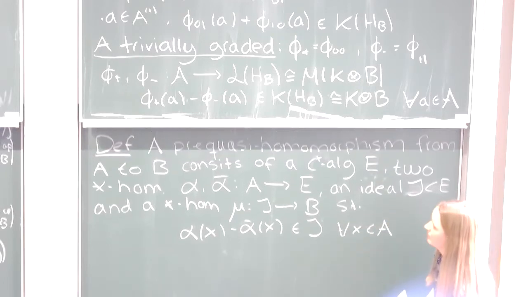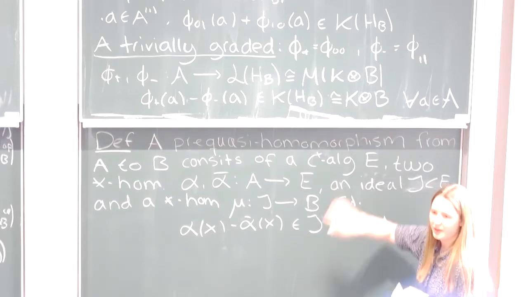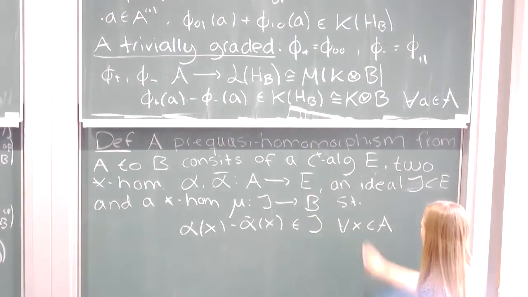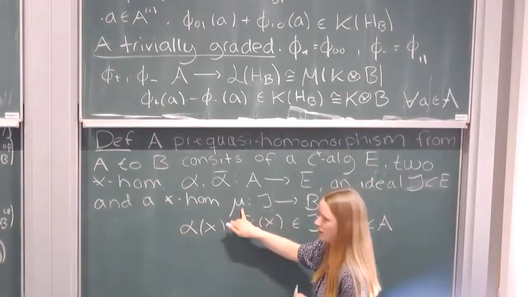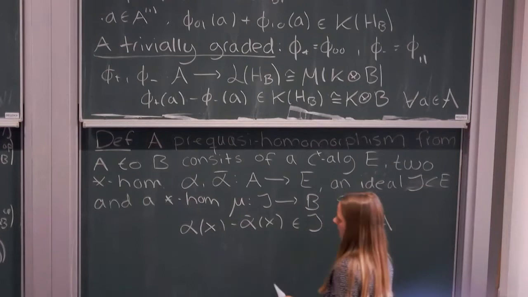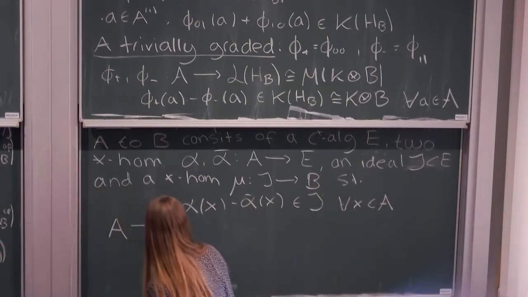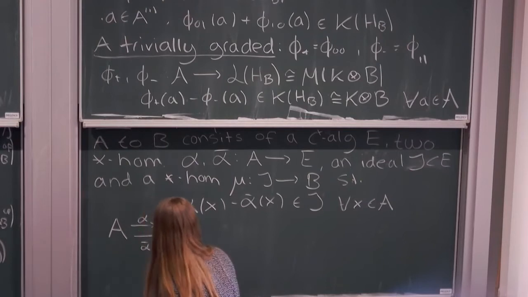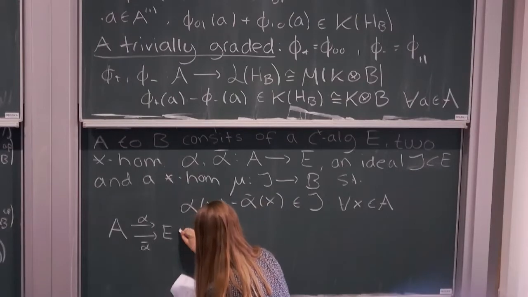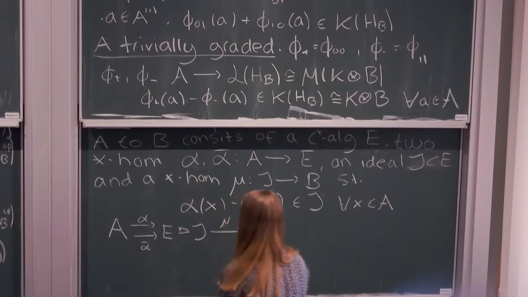So you see that this here will be an example of a quasi-homomorphism. Then you need mu to be just the identity map in this case. And we use the notation like this. So we have A, alpha and alpha bar, the two maps to E, and then we have our ideal J, and then the map mu to B.